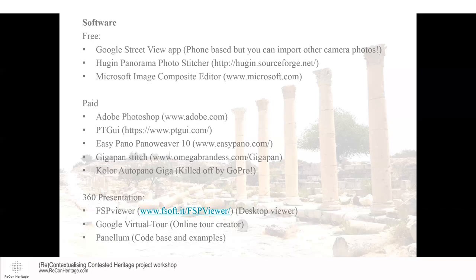Of presenting the 360s, once you've created them, then if you're using a desktop computer, you're going to need a way of viewing the software, viewing 360s. And the software I use is FSP Viewer. It's free. You can download it. I believe it works on Macs as well as desktop PCs. So I recommend using that, although there are other options as well.